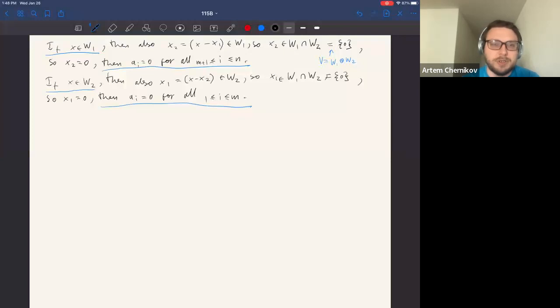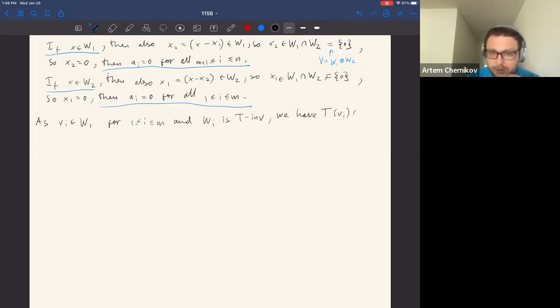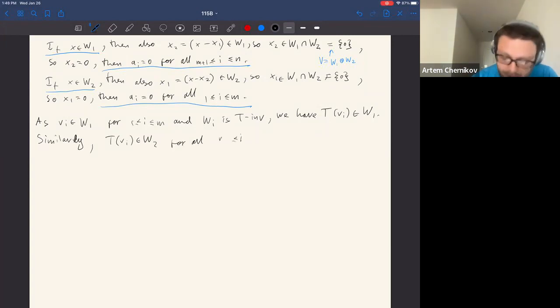Okay, so let's keep these observations in mind. Now, as Vi is an element of W1 for all i between 1 and m, and we have that W1 is T-invariant, we have in particular that T of Vi belongs to W1. Similarly, we have that T of Vi belongs to W2 for all i between m plus 1 and n, because in this case the Vi's are all elements of the corresponding subspace. So this allows us to understand the coordinate vectors in this situation.